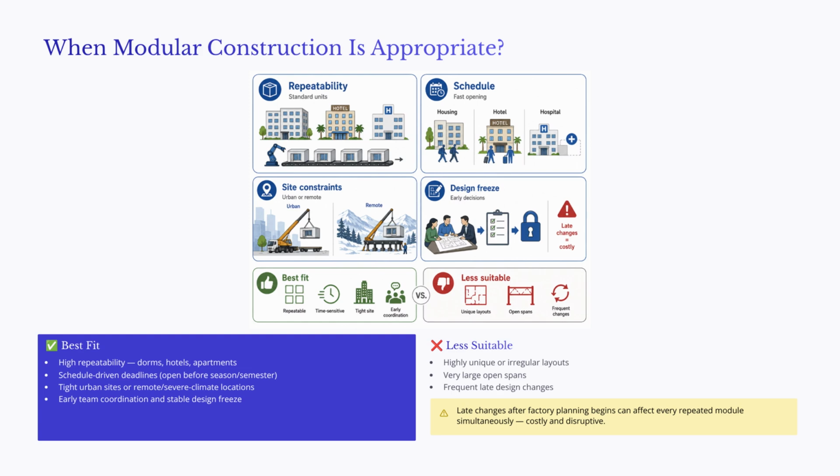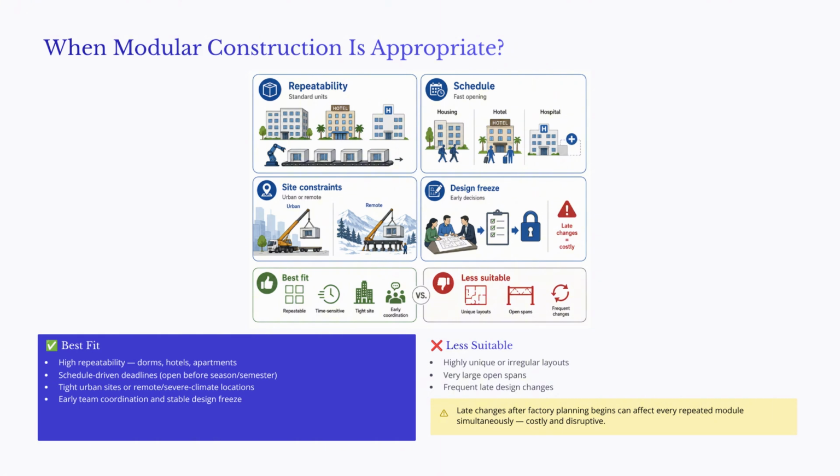In these cases, earlier occupancy can create significant value for the owner. Modular construction can also be useful on constrained sites. Urban projects may have limited laydown space, delivery restrictions, and noise limitations. Remote projects may face labor shortages or short construction seasons. Moving more work into a factory can reduce some of these job site challenges, but the slide also shows when modular construction may be less suitable. Projects with highly unique layouts, very large open spans, irregular geometry, or frequent late design changes may not benefit as much from modular delivery.